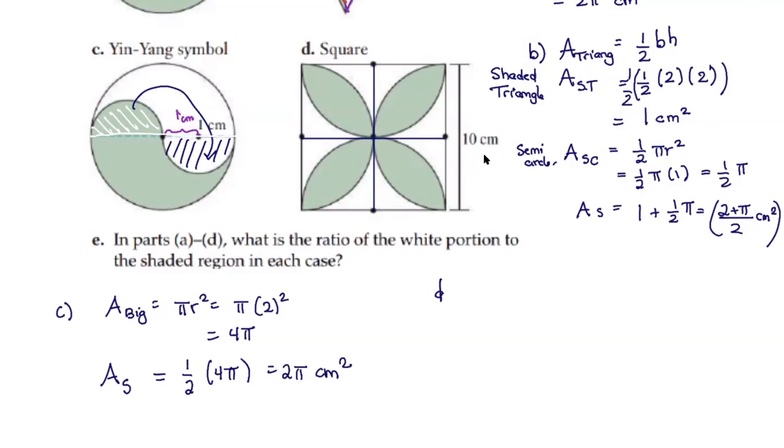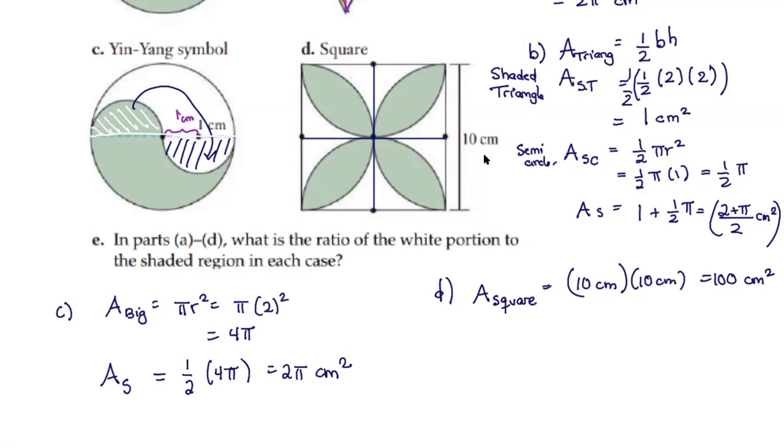Remember that it's important that you know what the big picture is too. We're looking at a square, and the square has sides of 10 centimeters each. And so the area of the square, and this is the big square, is going to equal 10 centimeters times 10 centimeters, or 100 centimeters squared. So that's the area of the square.